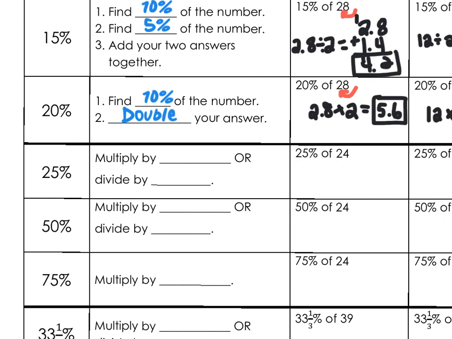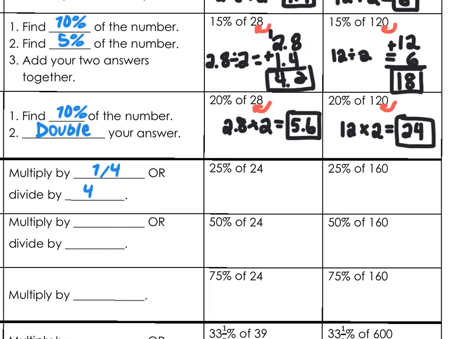Okay, so for the next 3 rules, they're kind of all related because we have 25, 50, and 75%. Those are all quarters or half. So for 25%, the rule is you multiply by 1/4 or divide by 4. Okay, so here, when we say find 25% of 24, you can either just divide this by 4 or multiply it by 1/4. Essentially, they're the same. So I'll show you what I mean.